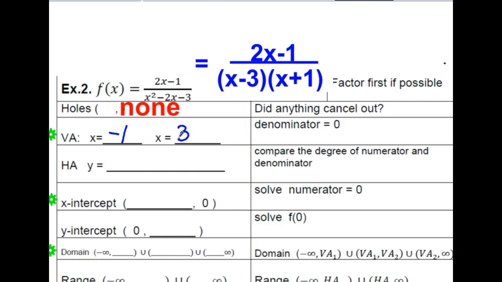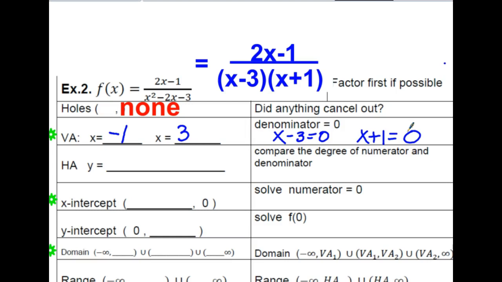My excluded values come from the fact that the denominator cannot be equal to 0. Where it is trying to be equal to 0, that's where we have an asymptote. So instead of saying x cannot equal 3, we're saying the asymptote is equal to 3. Where you have an excluded value, that's where you have an asymptote.